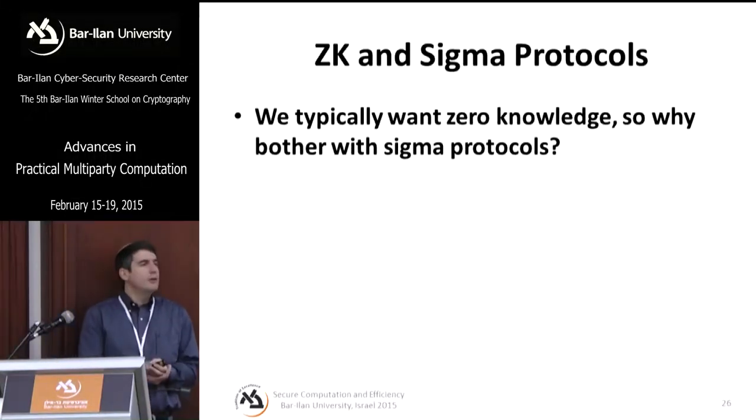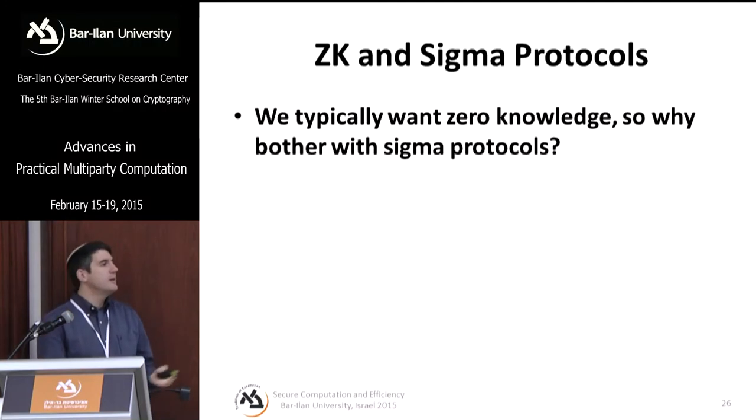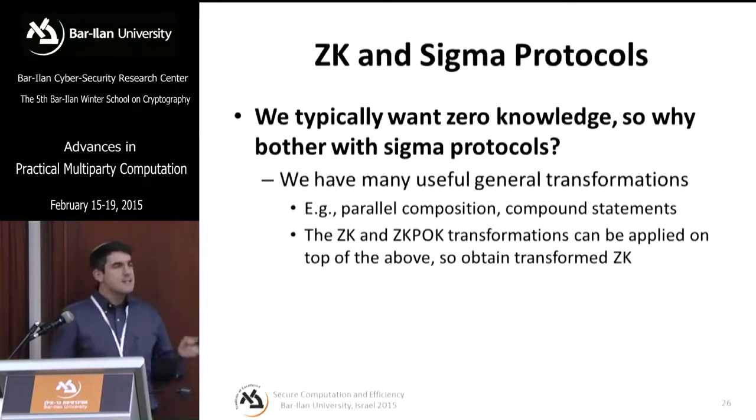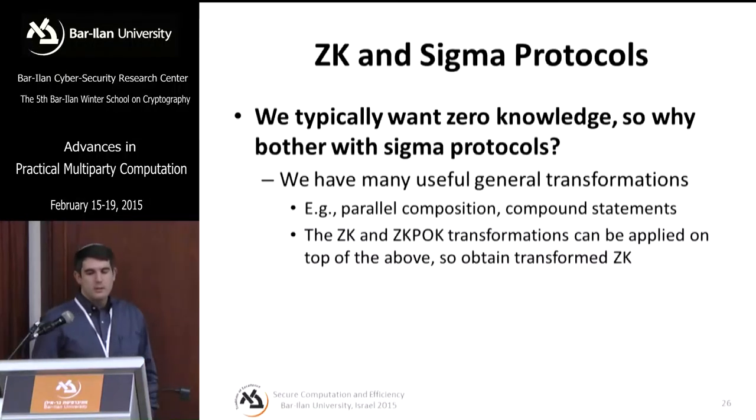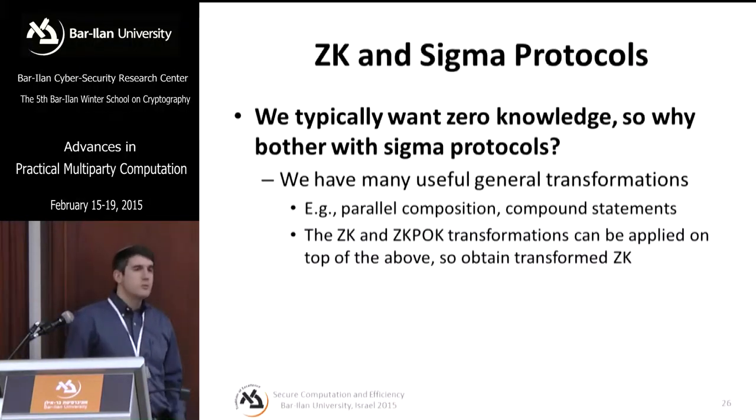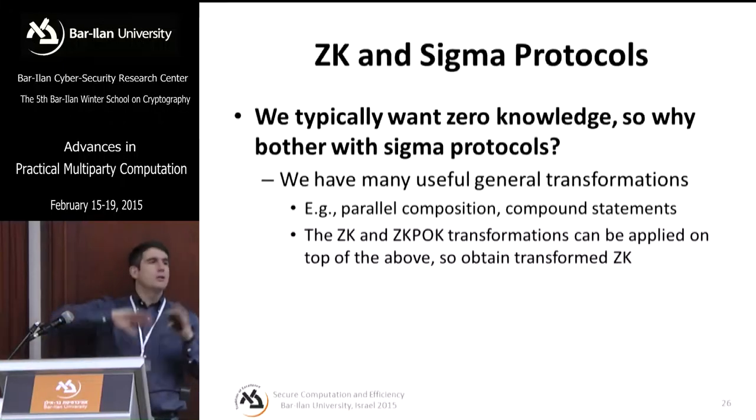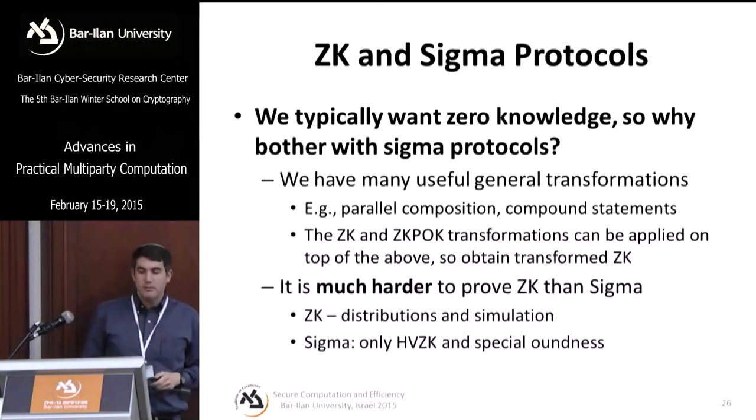Okay, so we actually want zero knowledge, so why did I bother you with sigma protocols? Why didn't I just directly go for zero knowledge? As I said, we have many useful transformations. We can do parallel composition and compound statements, which we've actually used in protocols for sigma computation. We have these transformations for zero knowledge and zero knowledge proof of knowledge. The nice thing about sigma protocols is that if I want to do the AND, the OR, or the parallel composition of many sigma protocols, the result is always a sigma protocol. So I can do a whole lot of manipulation of different things, and at the end do a single transformation to zero knowledge, and it remains very, very efficient.